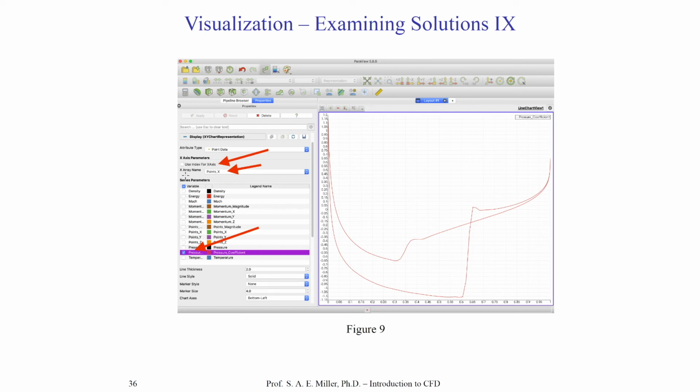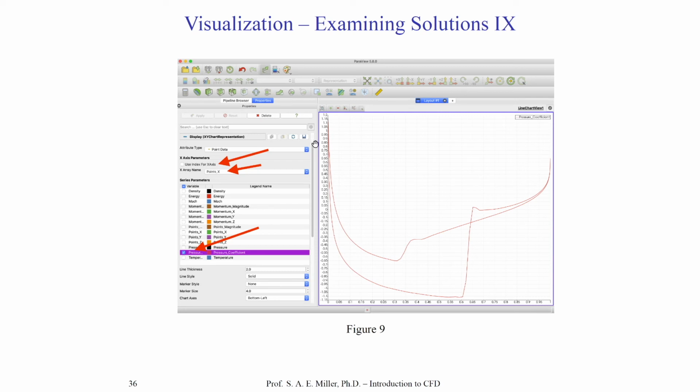I would change the X array name to X points. So these are the points, the X coordinates in the solution file where the data is stored. You can also change that to points Y, points Z, or any other quantity in the drop-down menu. It's essentially changing what the x-axis is in the plot.